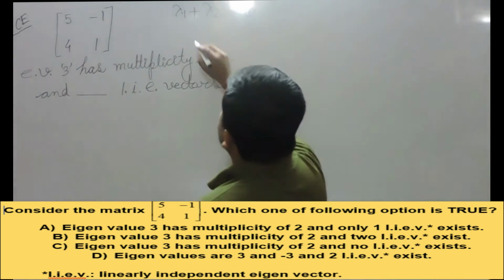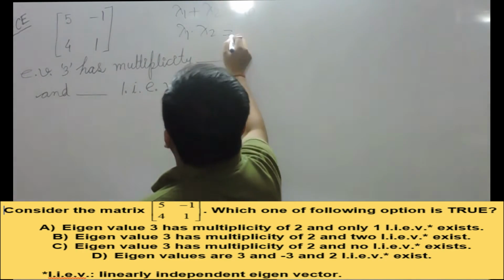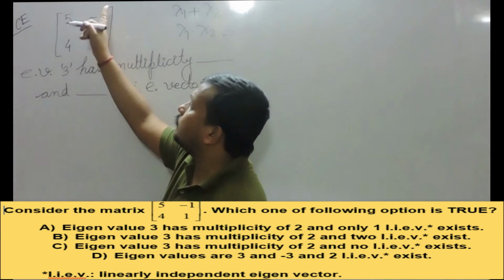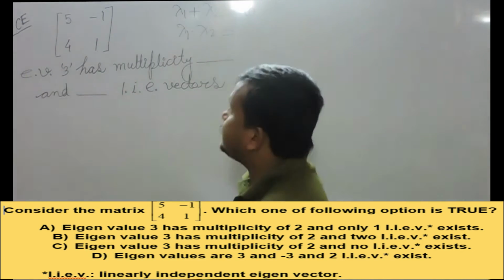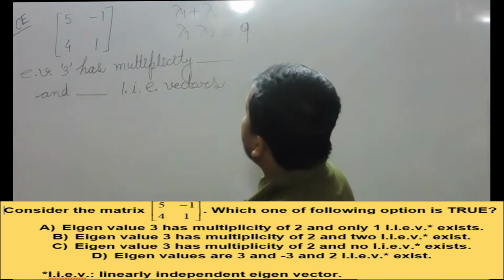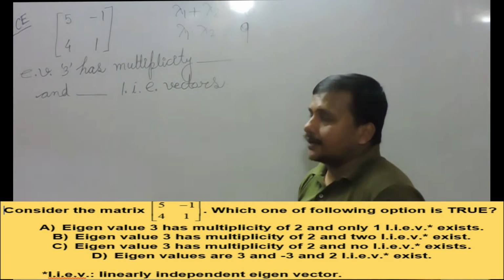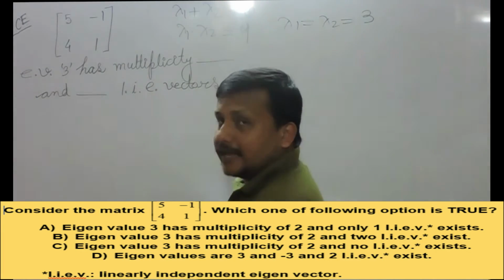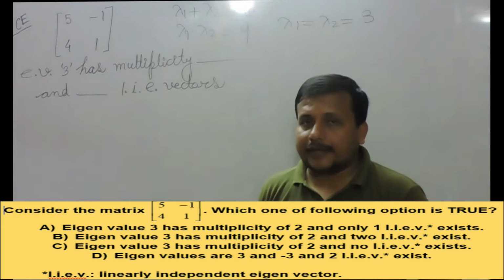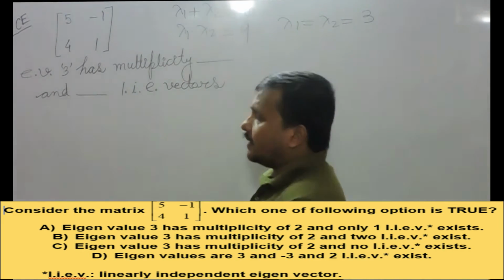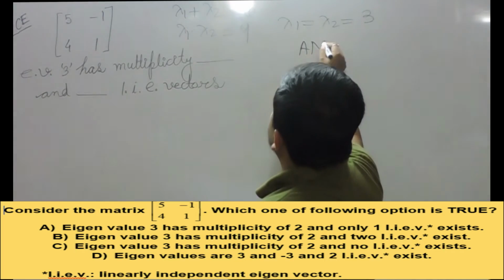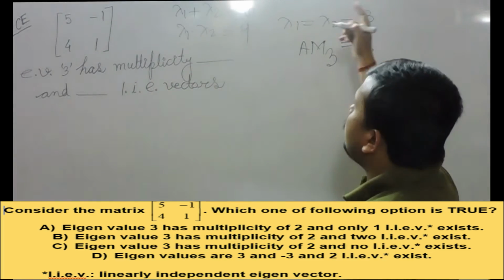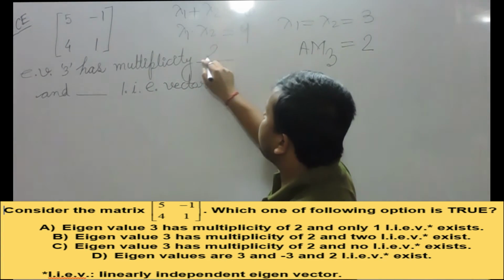What about the product of eigenvalues? You know the product of eigenvalues equals the determinant value. So what is the determinant of this matrix? 5 into 1 is 5. Negative of negative 4 is plus 4, so it's 9. So the sum is 6 and the product is 9. Evidently the two values of lambda are 3 and 3 only. That means the eigenvalue 3 is repeated twice. So the algebraic multiplicity of the eigenvalue 3 is equal to 2, the number of times it is repeated.